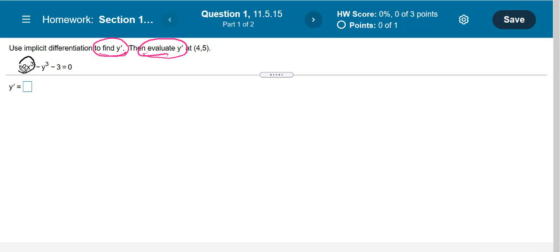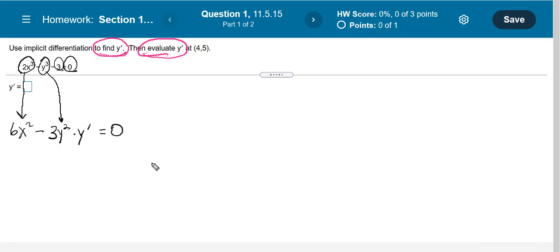We start here with the 2x cubed. The derivative of 2x cubed would be 6x squared by the power rule. Then the derivative of the y cubed by the chain rule would be 3y squared times the derivative of y. And the derivative of 3 is 0. The derivative of 0, likewise, is 0.